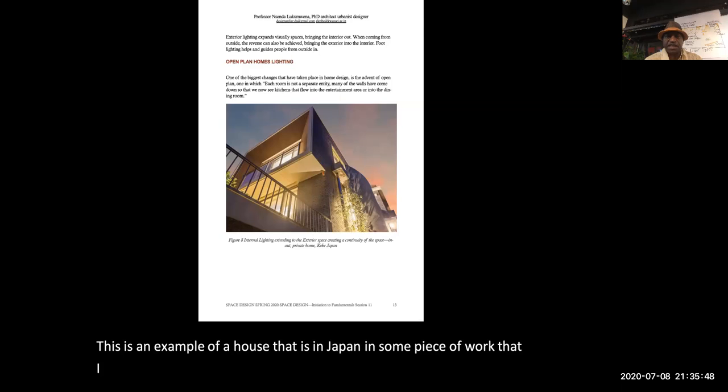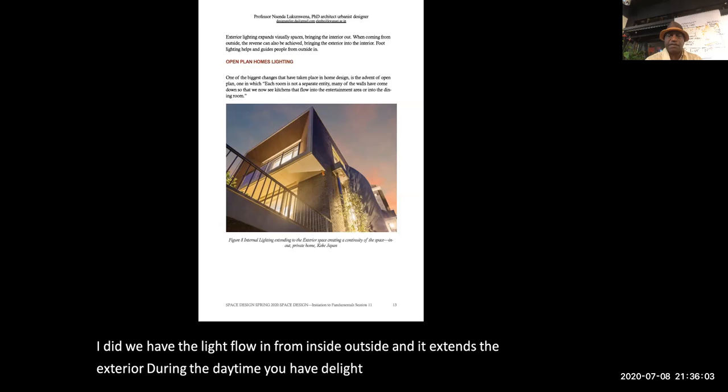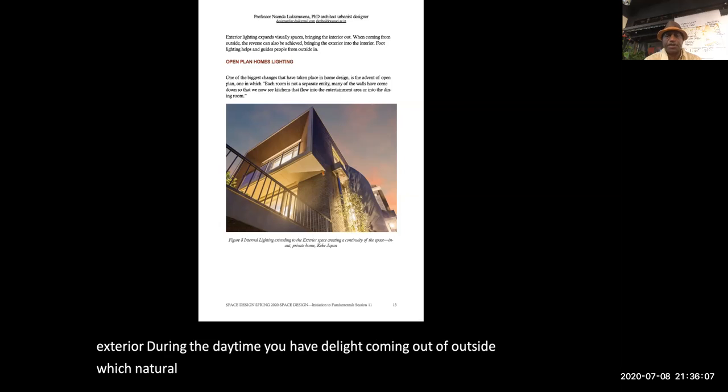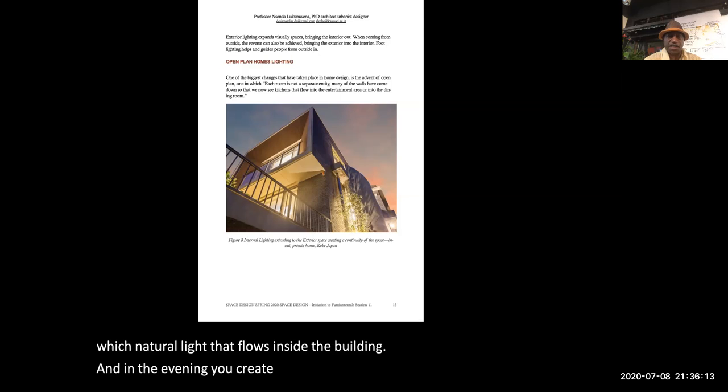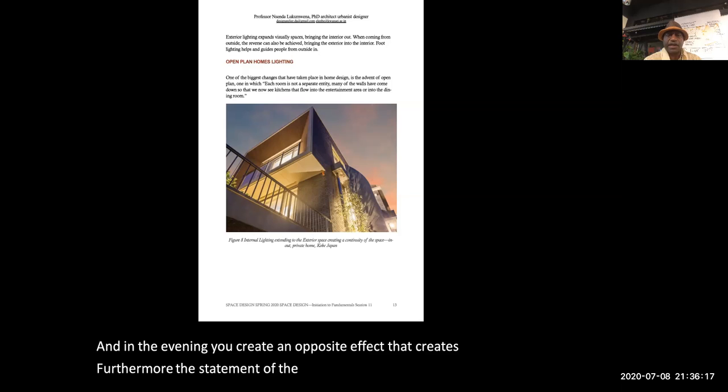We have the light flowing from inside to outside, and it extends the exterior. During the daytime, you have natural light that flows inside the building, and in the evening you create an opposite effect that creates furthermore the statement of the house in the neighborhood.